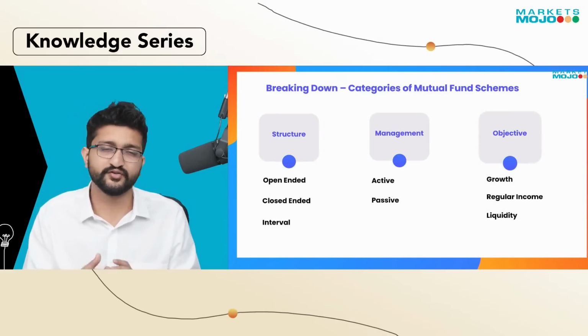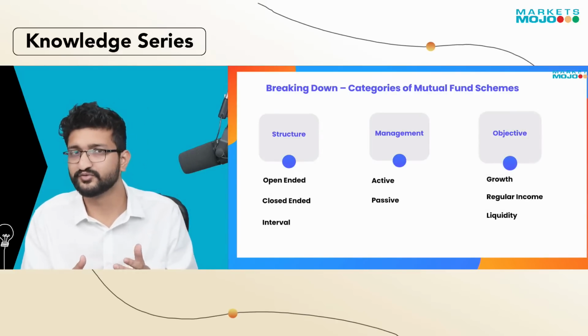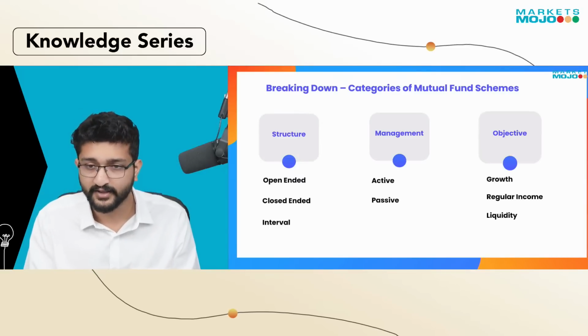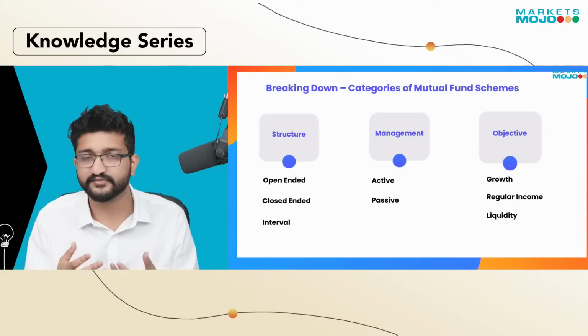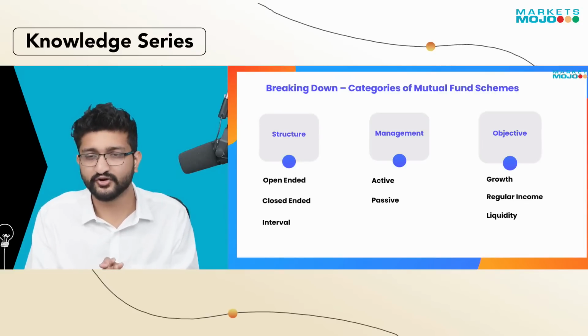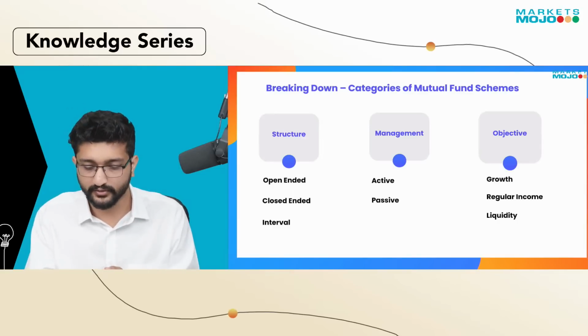Three basic objectives. One is growth, regular income, which is more of the dividend schemes where you get some of your capital back, and lastly, liquidity of funds. There can be a different objective altogether. Let's break down these three very quickly. It's not very difficult to understand them, and then we'll go ahead.